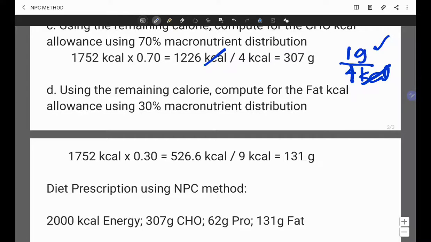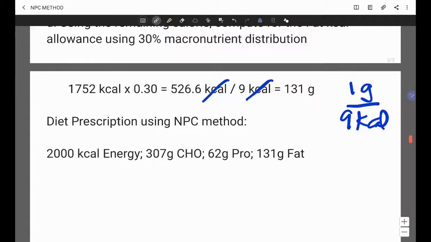Again, same principle. 1 gram of fat gives about 9 kilocalories, so we need to cancel this off. If we divide 526.6 by 9, then that would give us 131 grams. So in the end, your dietary prescription using the NPC method would be: your TEA or TER is 2000 kilocalories for energy, and then 307 grams for carbohydrates, 62 grams for protein, and 131 grams for fat. So that's it.